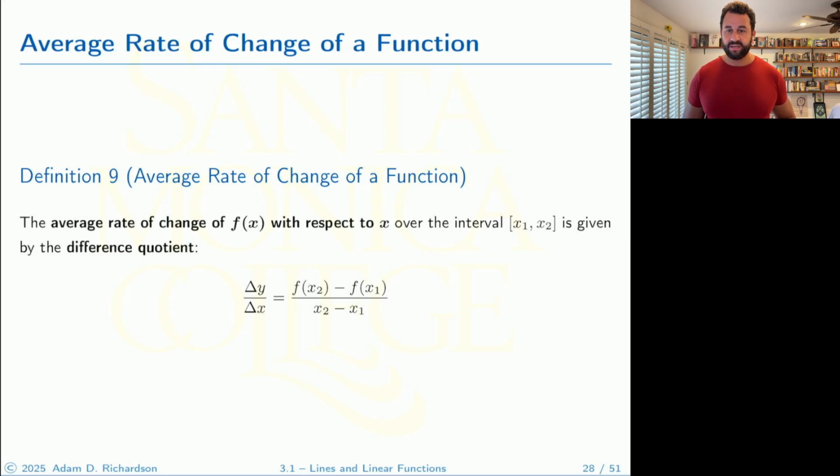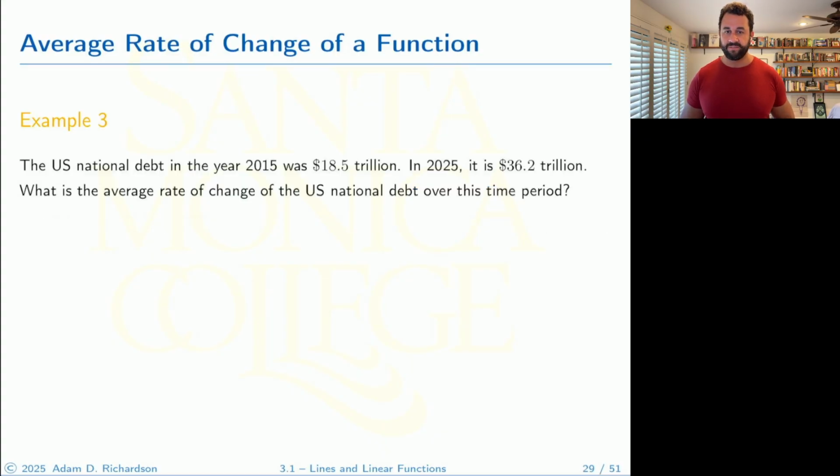Now that we know what the average rate of change of a function is, the slope between two points on the graph, I should say, let's do a word problem related to it. The US national debt in the year 2015 was $18.5 trillion. In 2025, at least this year as of right now, it's $36.2 trillion. So my question to you is, what is the average rate of change of the US national debt over this time period?